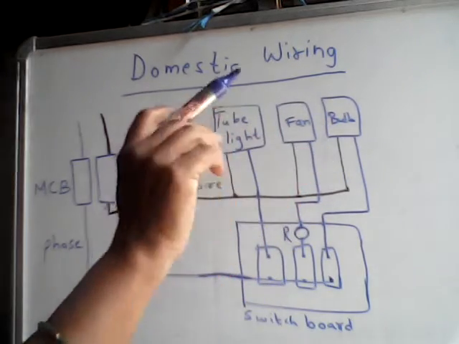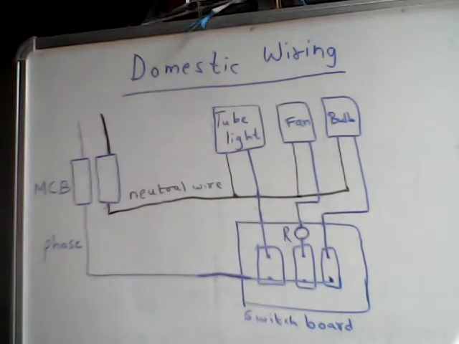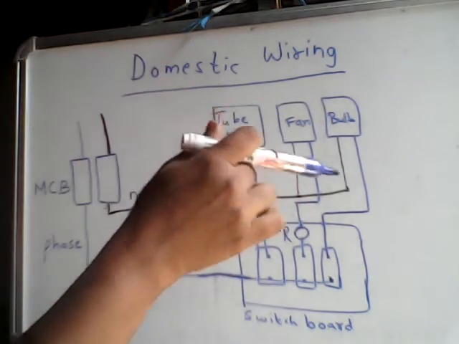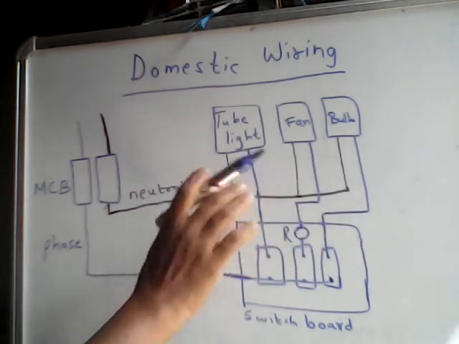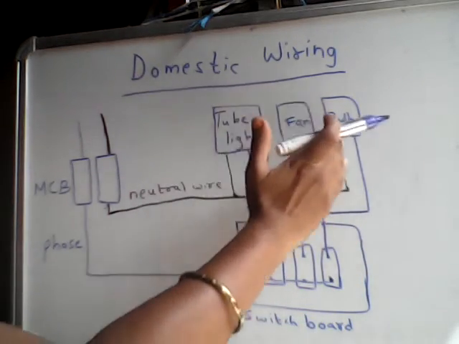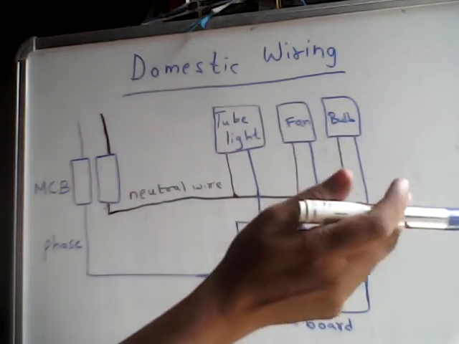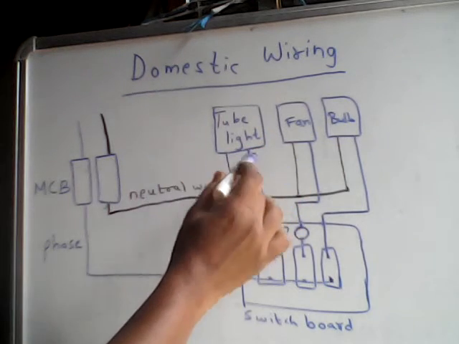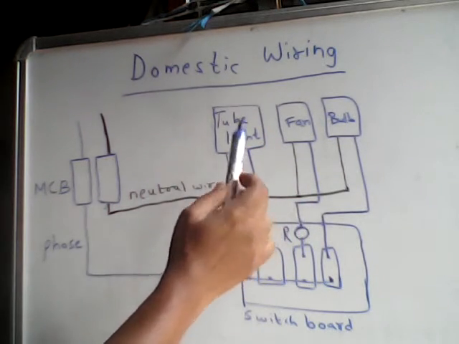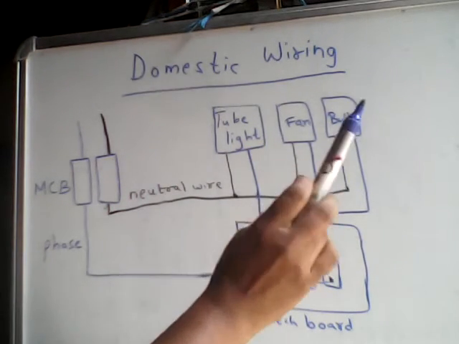It can be used for home or some offices or some other industrial applications. So the only thing is the number of load sections will go on increasing. So I considered here only three different loads. Those three loads are tube light, fan and bulb.